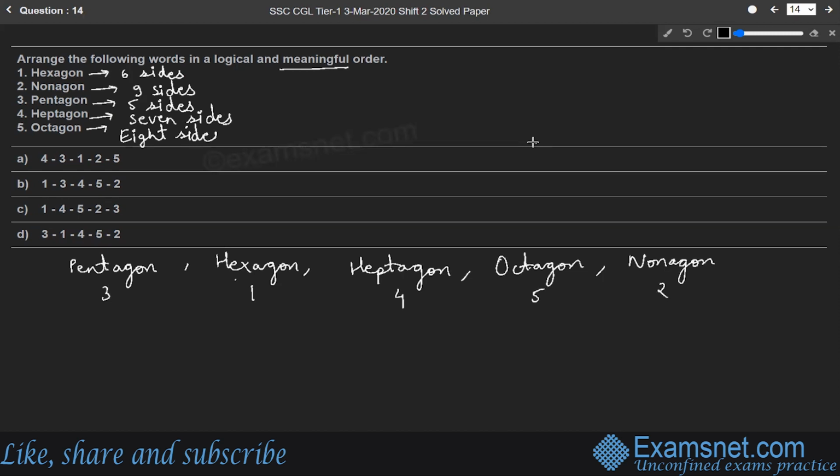So the correct order is 31452. Hence, for this question, the correct option will be option D. I hope you are clear with this question. All we have to do is understand all these given polygon figures.